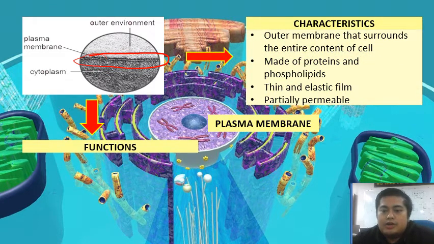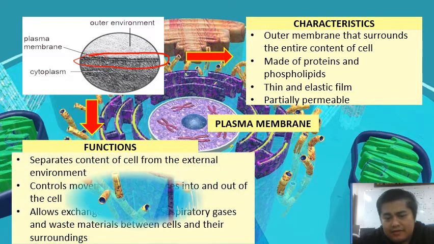The outer membrane surrounds the entire content of the cell, and it is made up of protein and phospholipid. It is a thin and elastic film and partially permeable. So what does it mean by partially permeable? It means that it allows some substances to move across it, but it doesn't allow some of them to pass through. So the functions pula.